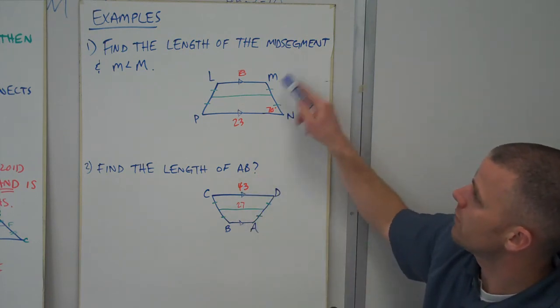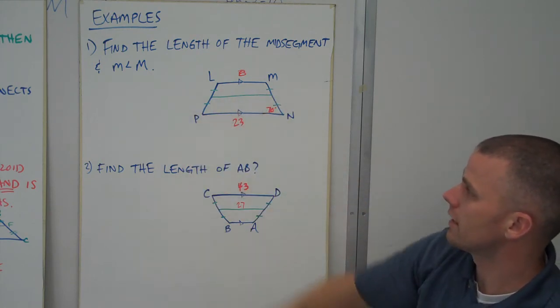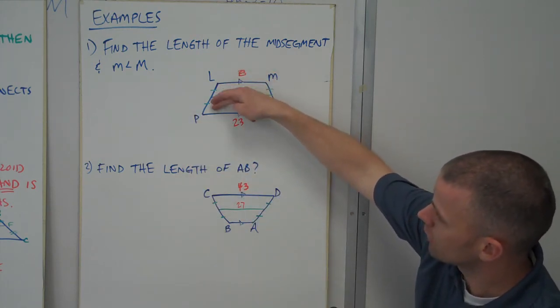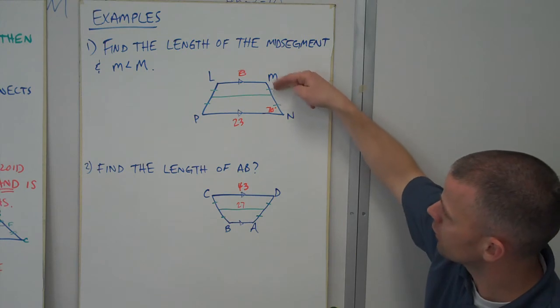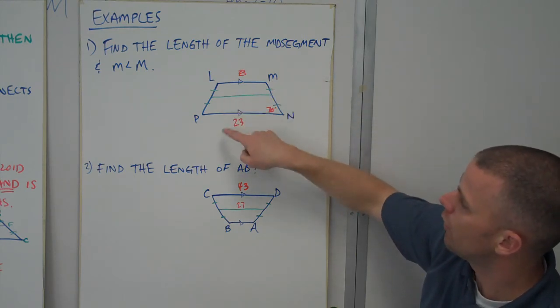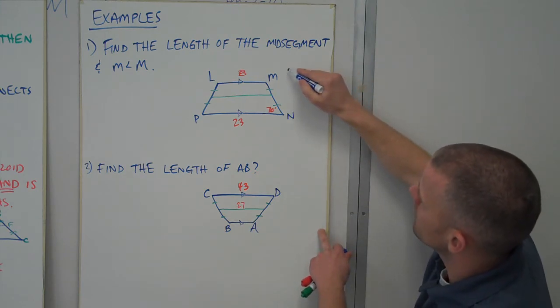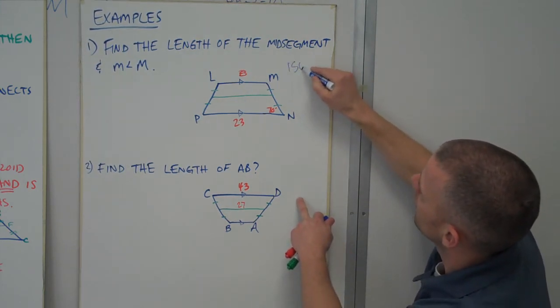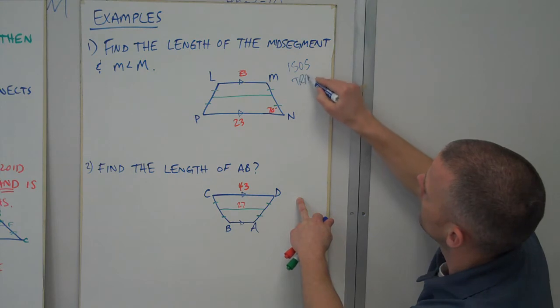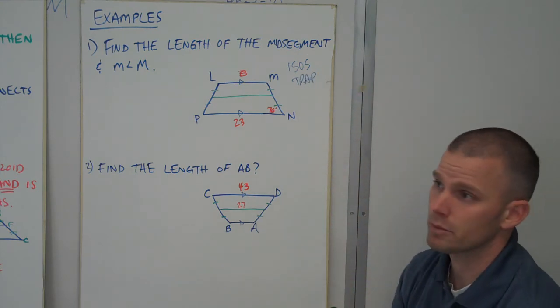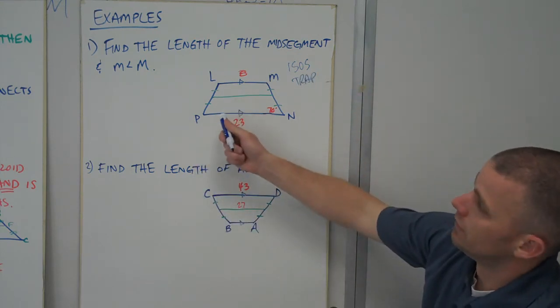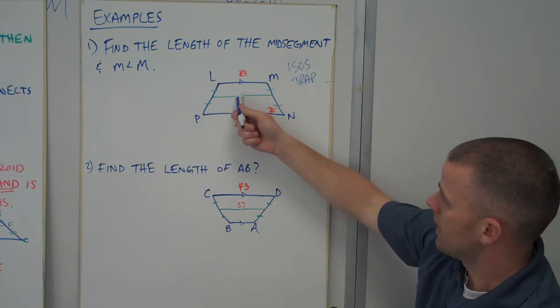So, length of the midsegment. Right here in green, we've got the midsegment. Again, these are congruent to each other, that's a midpoint. These are congruent to each other, it's a midpoint. Notice, all of our congruence markings are the same. So this is an isosceles trapezoid. We'll talk about that in a second.